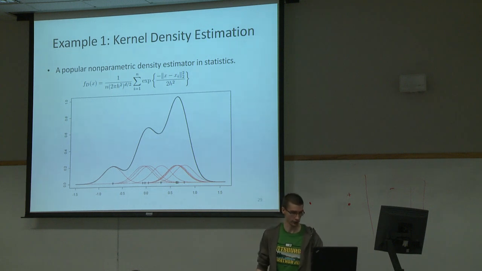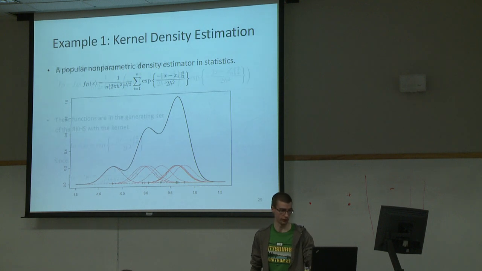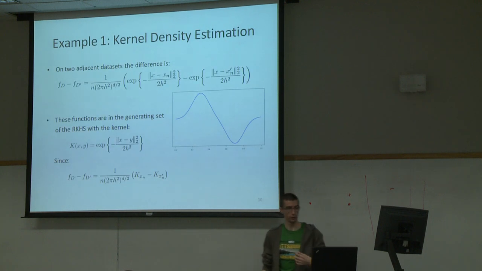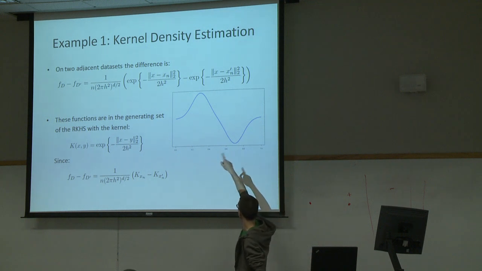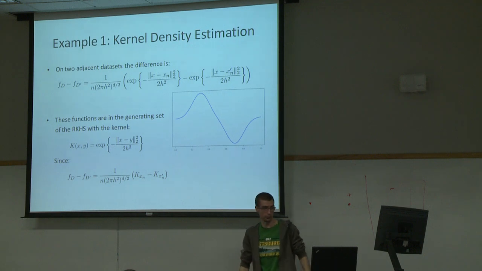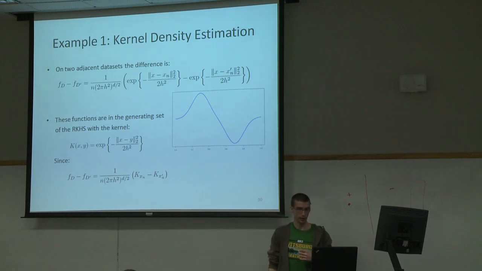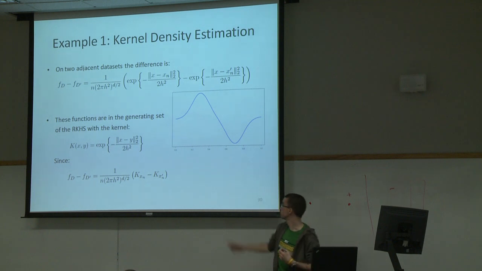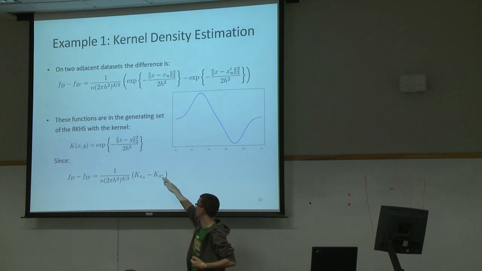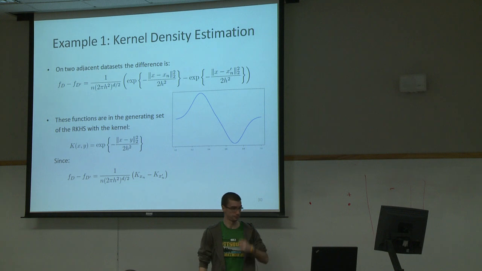So you can ask, how can we release these in a way that protects privacy? Well, on two adjacent data sets, we can compute the difference between the two functions. Everything cancels except the kernels at the two points which differ. So we get a function which looks like this, just the difference between two Gaussian kernels for different means. Now, these functions are in the reproducing kernel Hilbert space, where the kernel is the same kernel used in the definition of the functions.